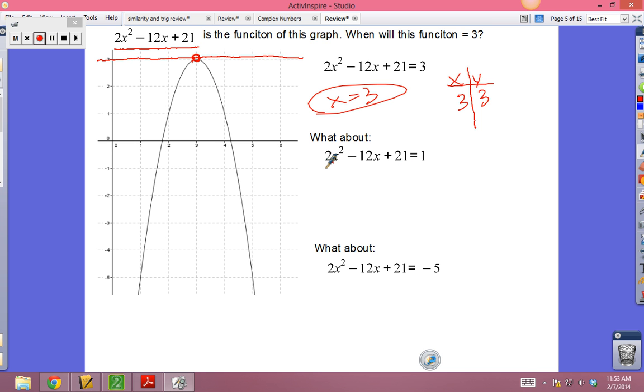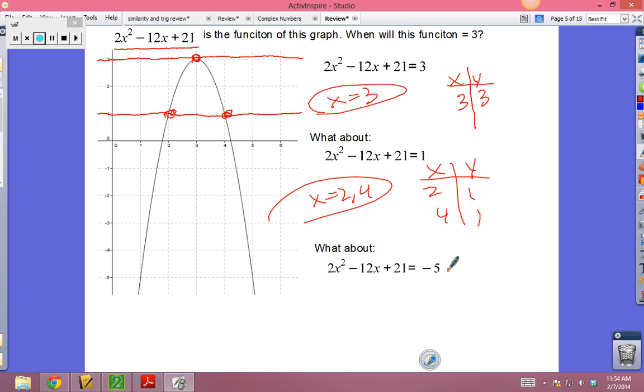Look at this one. When is it going to cross at level 1? So you come up 1, and this entire level 1 goes forever left and forever right, but it's going to cross it twice. Yeah, the answer is just 3, because it crosses at level 3. I have to go over 3 to get up 3. Now here's my question right here. How far do you have to go over to go up 1? I've got to go over 2, 2 and 4. So x has got to be 2 or 4.